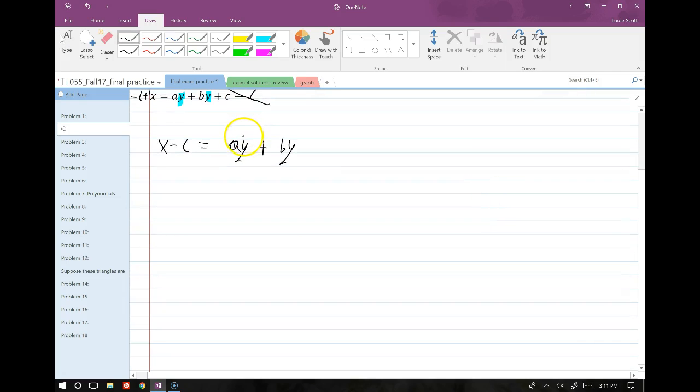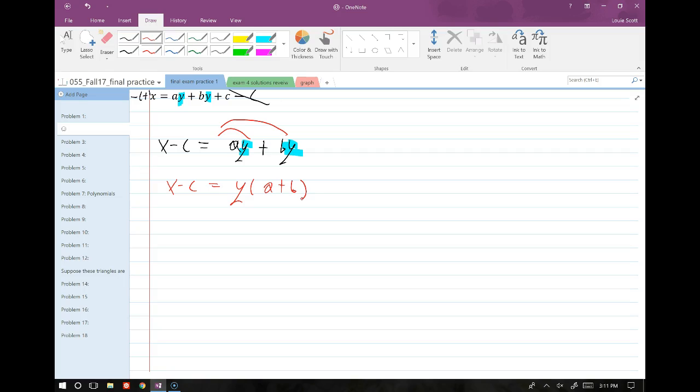So now all I need to do is reverse distribute these y's. There's a y in each term, and so I can pull them both out. So I have x minus c equals y times a plus b. Any questions on that step?